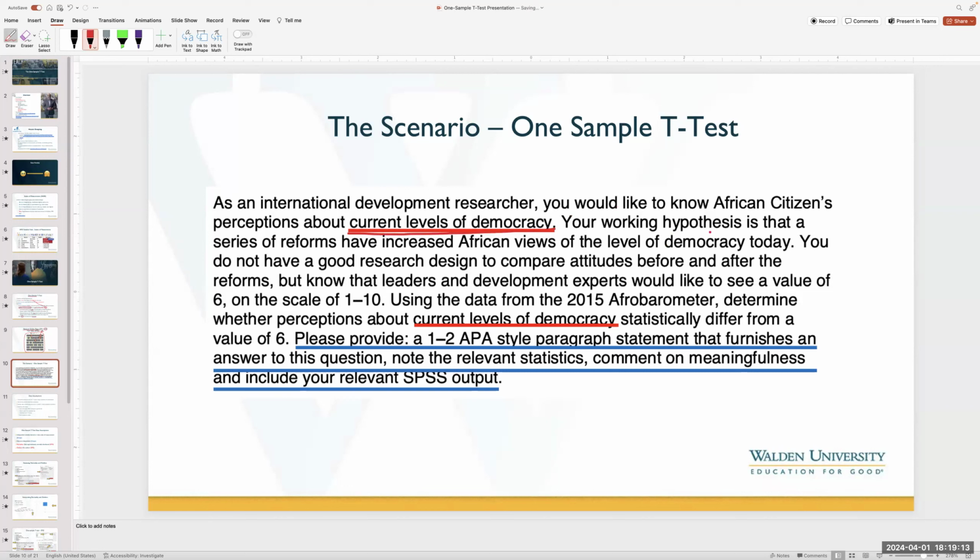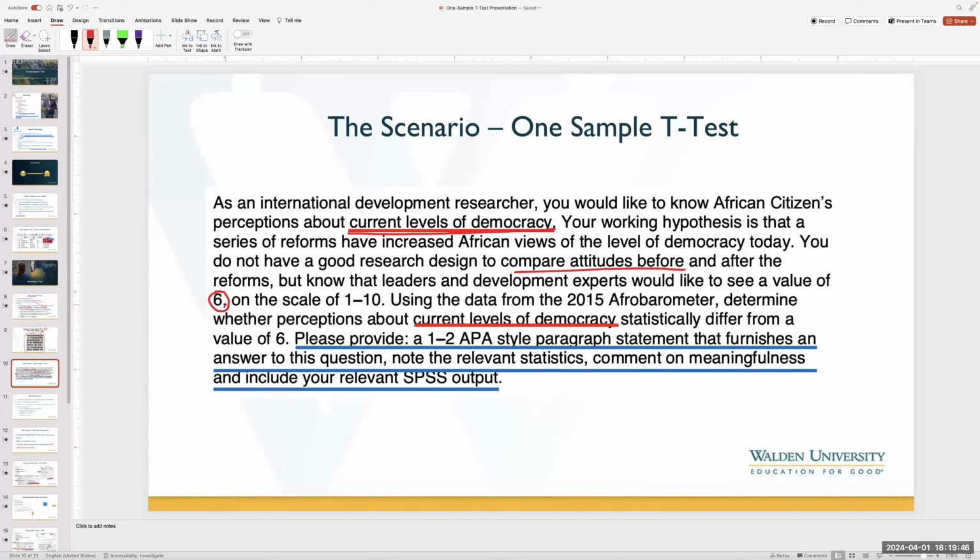Now, again, there are some hypotheses that due to reforms in Africa, the views of democracy have changed. So they're giving you a scenario. Basically, what they want to know is to compare attitudes before and after the reforms, but they would want to see a value of 6 on the scale. They would like to compare it to a value of 6. So 6 would be what we would call that predetermined value.